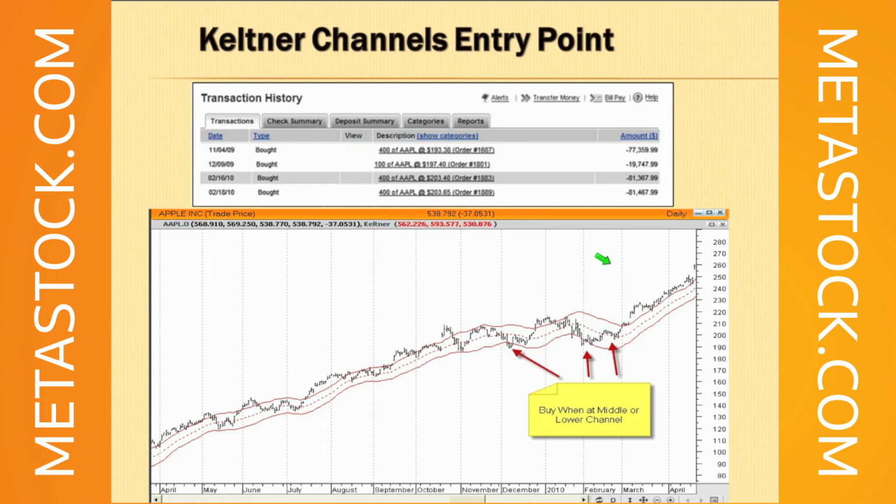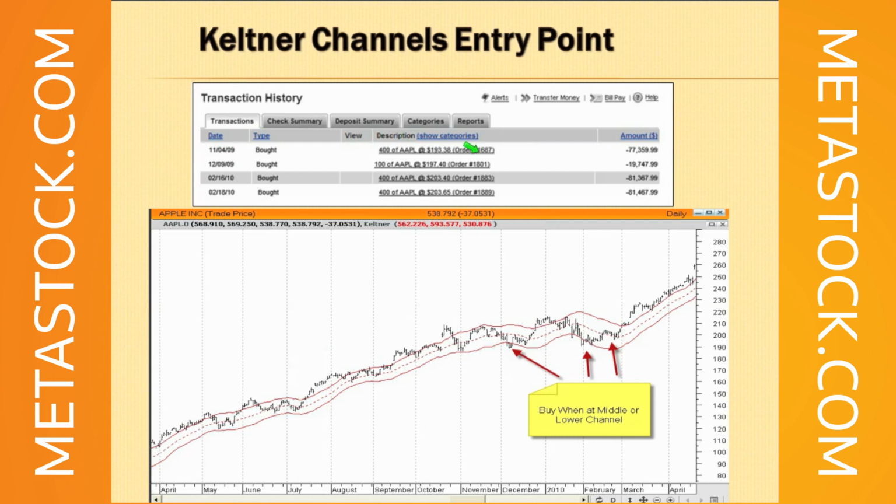And in this price chart, what I did was I listed my brokerage transactions here that show me buying Apple stock, and it has the date and the number of shares and the price that I purchased the stock.